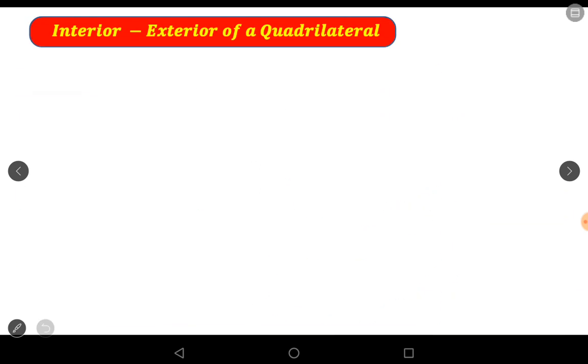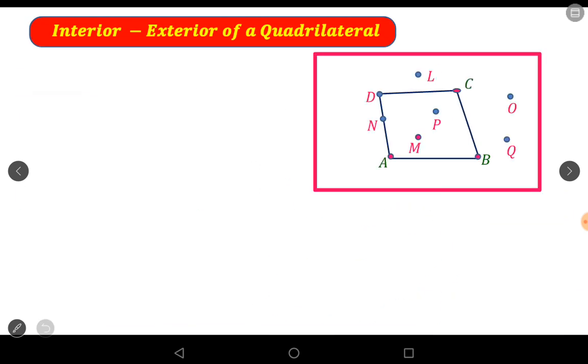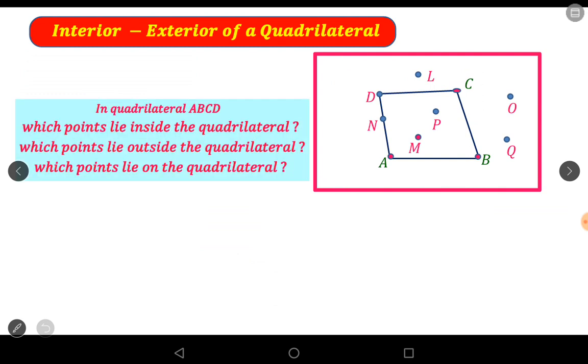Interior, exterior of a quadrilateral. Any quadrilateral is a closed figure. Any closed figure divides the plane into three parts. In quadrilateral ABCD, which points lie inside? Observe the figure. P and M. These two are the interior points.